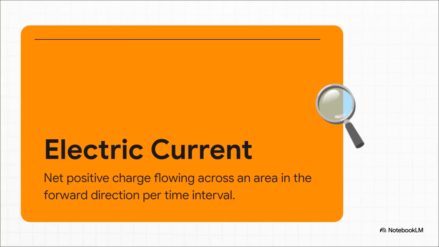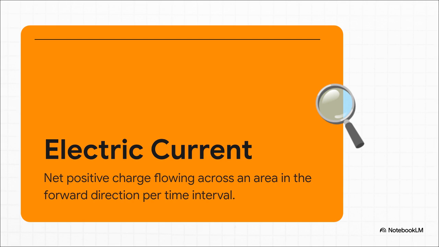So when we talk about electric current, we're really talking about movement. Imagine a small cross-sectional area inside a wire. You've got both positive and negative charges that might be moving back and forth, but the current is the net amount of positive charge flowing in the forward direction across that area over a specific time interval.